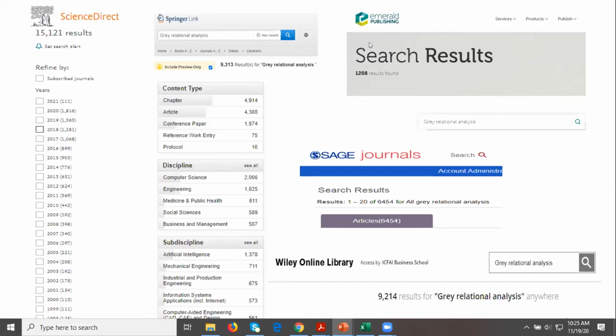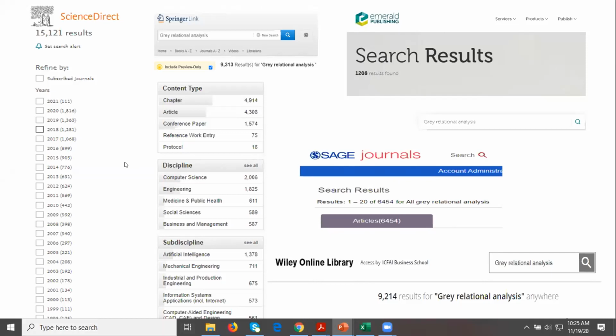Nowadays, I'm taking some premier journals. In Emerald, 1208 journals are published. In Sage, you can see 6454 journals are published. In Wiley publications, 9214 journals are published. Our ultimate goal is to publish a paper, which means we have to use optimization techniques and improve our systems. Based on our results, we have to publish a paper, and that is our goal as a researcher.